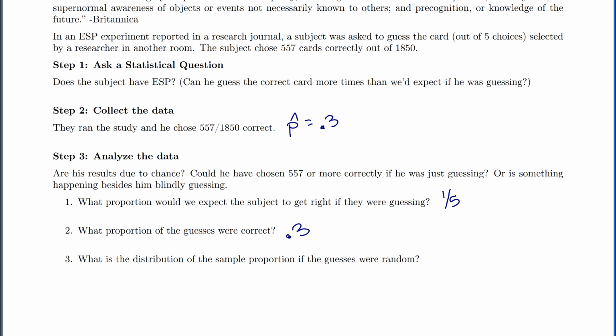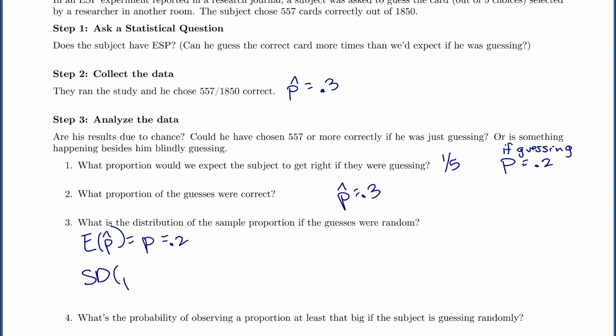Let's label a few of these things. If he was guessing, then my population proportion should be 1/5 or 0.2. And he got a sample proportion of 0.3. Now what would we have expected him to get if it was random? We would expect the expected value of the sample proportion to be equal to p, so equal to 0.2.